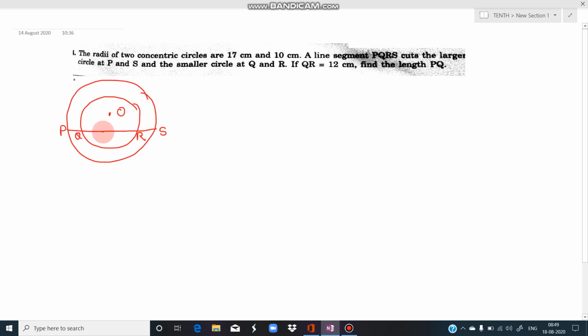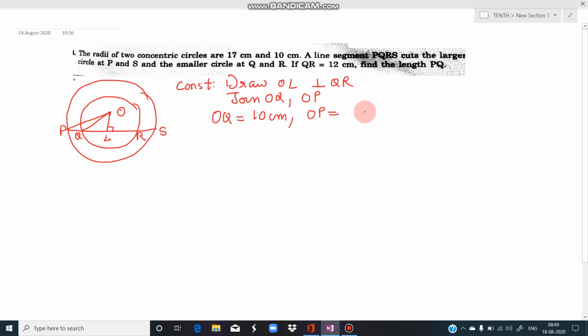The radii of the two circles are 17 and 10 and QR is 12. So first of all, we do a construction. That is, we draw OL perpendicular to QR, and we join OQ and OP. Now what is OQ? OQ is the radius of the small circle, which is 10, so OQ will be 10 centimeter. We join OP. OP is the radius of the bigger circle, so this OP will be equal to 17 centimeter.